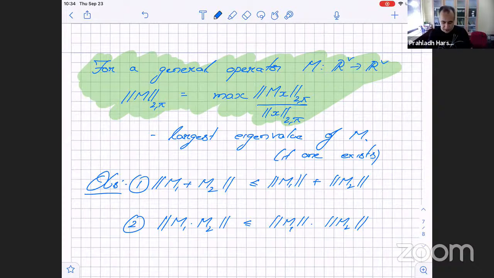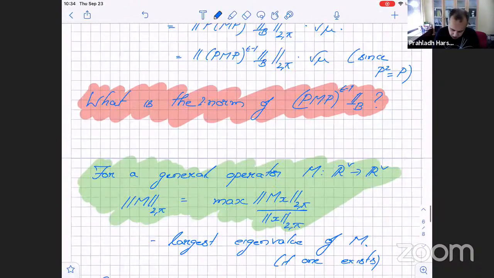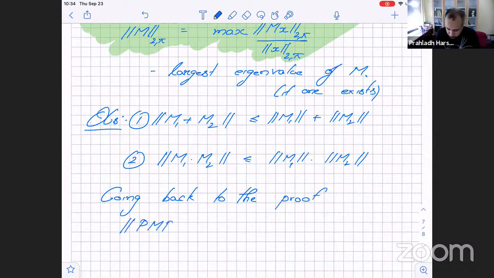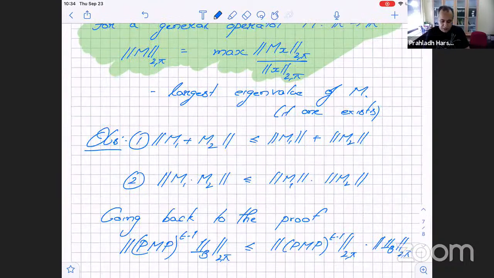So let's keep this and go back to star. What did we need to calculate? Going back to the proof, we needed to calculate the norm of (PMP)^(T-1) 1_B. Notice by definition, this is at most the norm of this guy, 2π, times the norm of 1_B. It just follows from the definition of the norm.